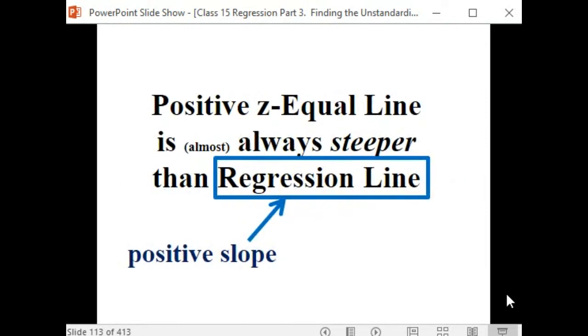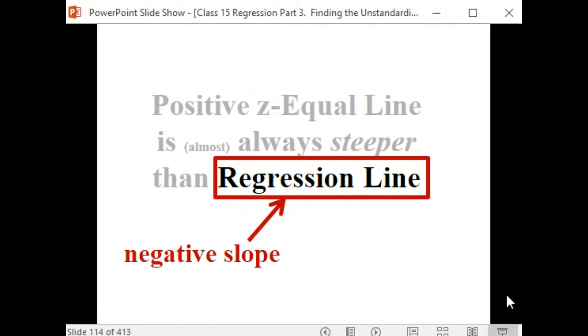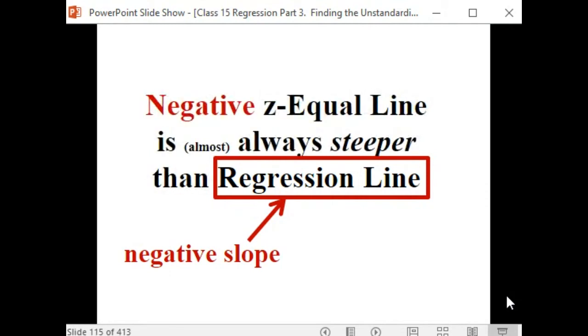Now, so far we've been talking about when the regression line has a positive slope. Now let's talk about a regression line with a negative slope and how it's related to the negative z equal line.